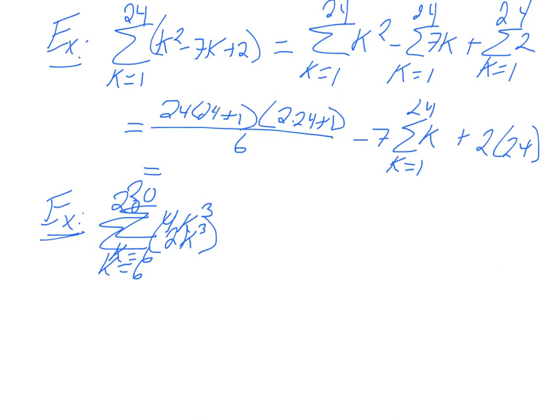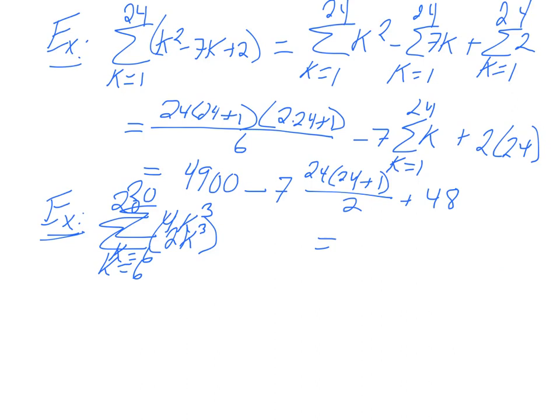And so we'll end up with, for the first one here, 4,900 minus 7 times, then we've got to use the formula for k, which is going to be 24 times 24 plus 1 over 2, all right, plus 48. And if I go ahead and add that all together, 2,848.